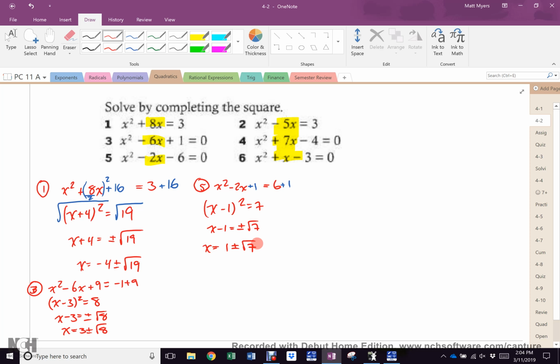You do 1, 3, and 5 first, because they're the easy ones. Because they are odd. You did the fraction ones? That's cool. All right.